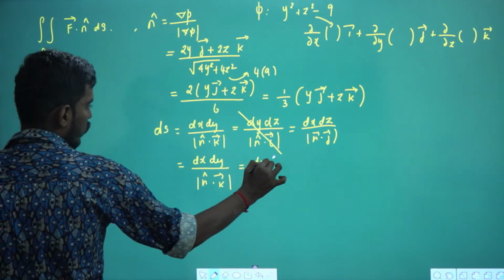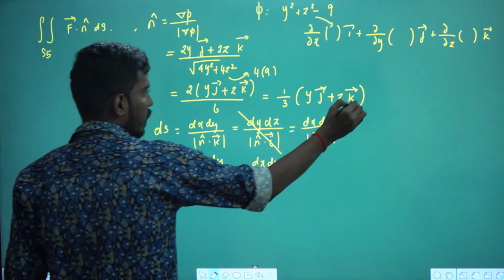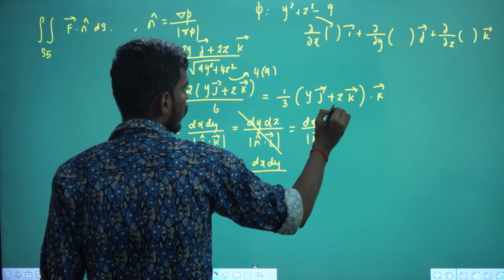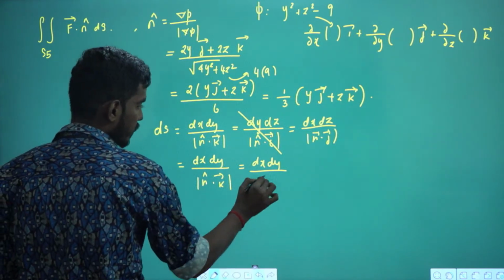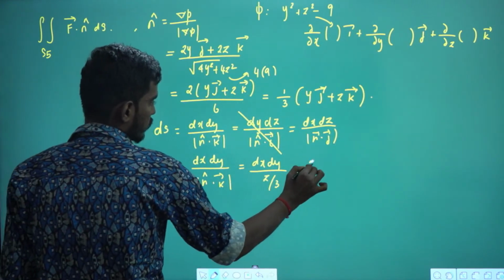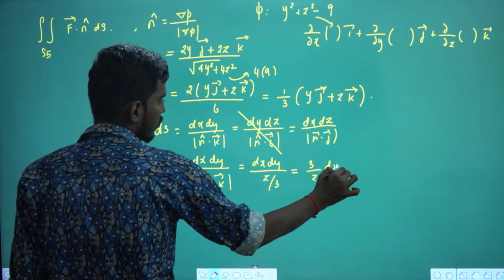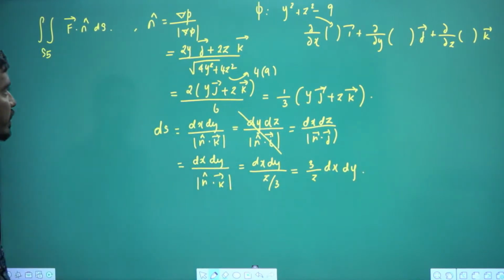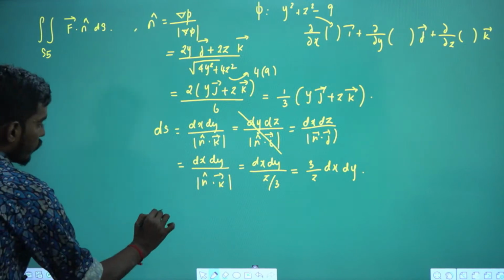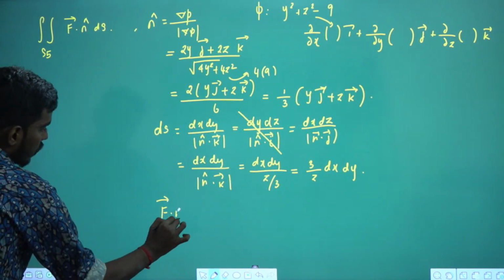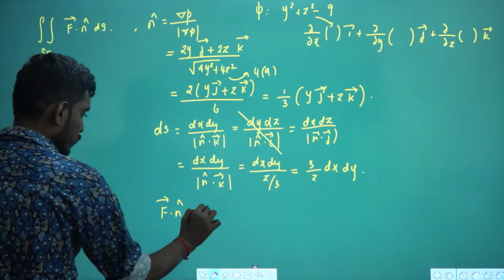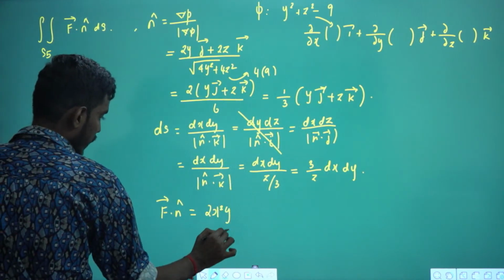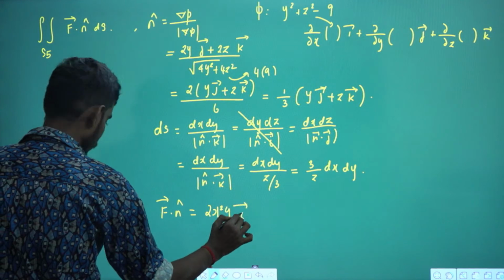So dx dy divided by, if you make a dot product with the k vector, you will have z by 3. This will be 3 by z dx dy, which is your dS. And what about your F vector dot n cap? What is F vector? It is given in the question. So 2x square y i vector.